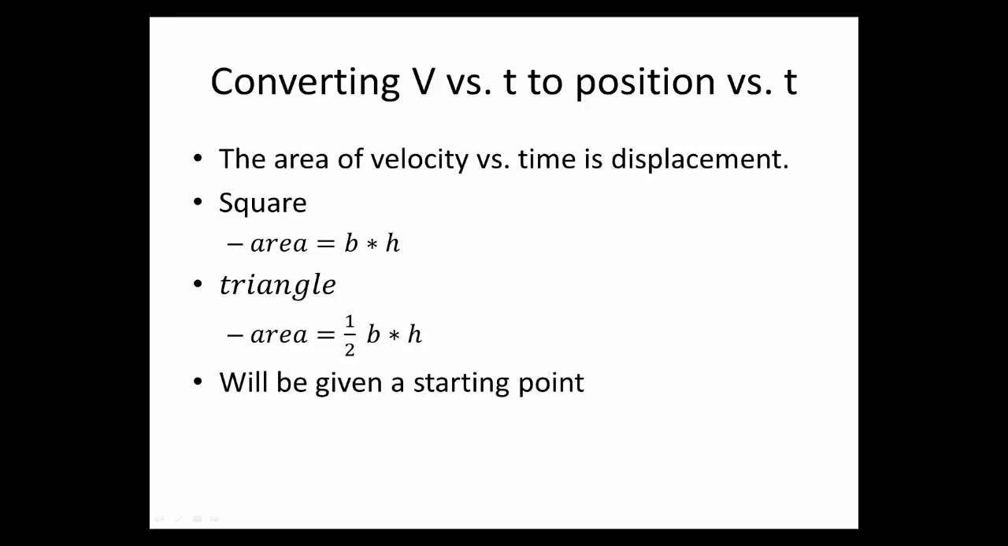In this video, we want to look at translating velocity versus time graphs now to position versus time graphs. When we're looking at creating position versus time graphs, we need to find the area between the graph and the axis. When we're doing this, we can break that area into either squares or triangles, with squares having an area of base times height, and triangles being given an area of half base times height.